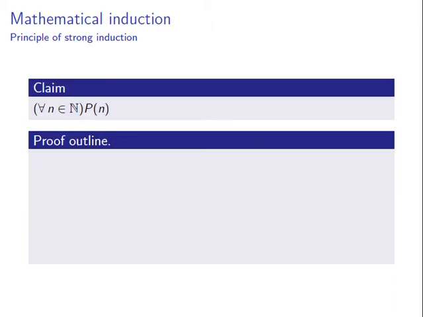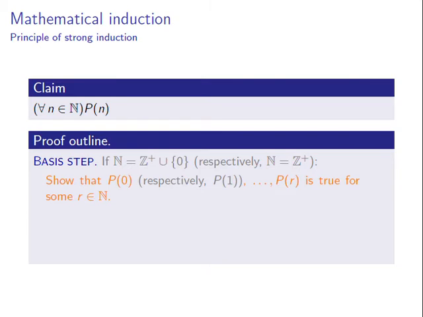The proof of a claim of the form "for every natural number n, P of n" using the PSI has a very similar outline to a proof using the PMI. The basis step consists of the verification of the condition P of n for all natural numbers from the first natural number to some natural number r. The choice of the number r is determined by trial and error and depends on the arguments used in the inductive step. You will understand this better when we illustrate this in the examples which follow.